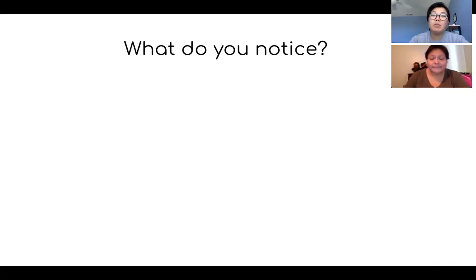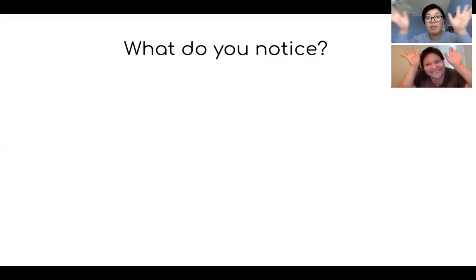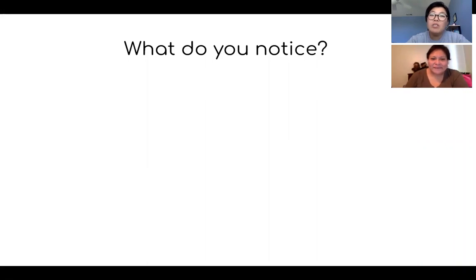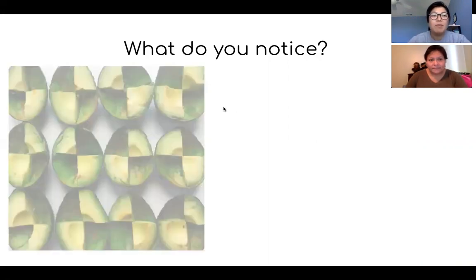If you notice one thing, put one thumb on your chest. If you notice two things, put two fingers on your chest. Maybe you notice 10 things, so put 10 fingers on your head. Also, I want you to challenge yourself. I don't want you to just notice one thing. I want you to try to notice as many ways as you can. So challenge yourself. Maybe today, if you've been only noticing one thing, try to notice three things, okay?